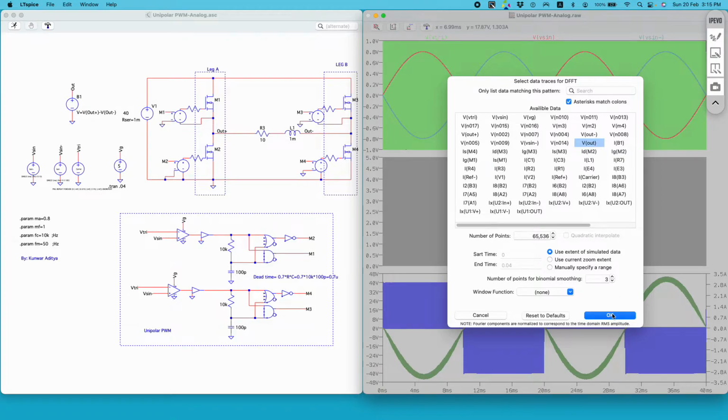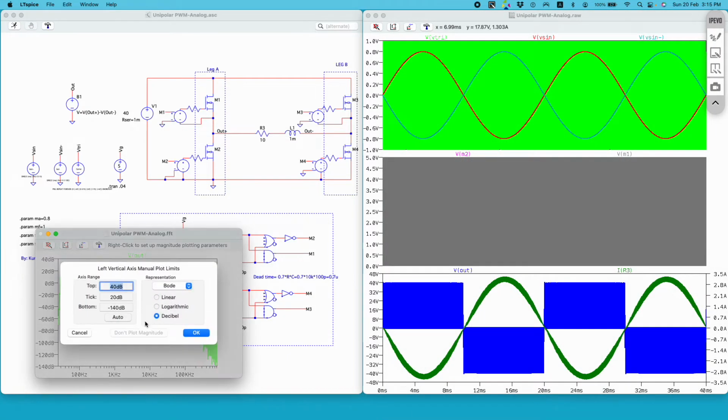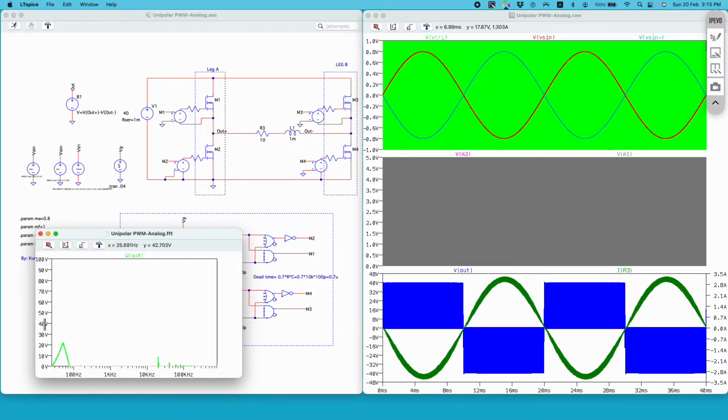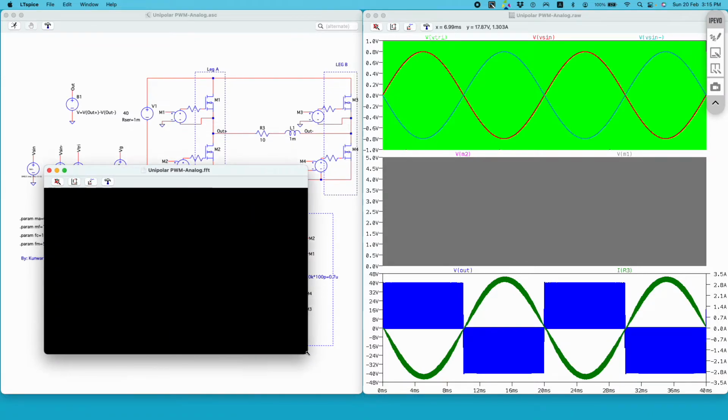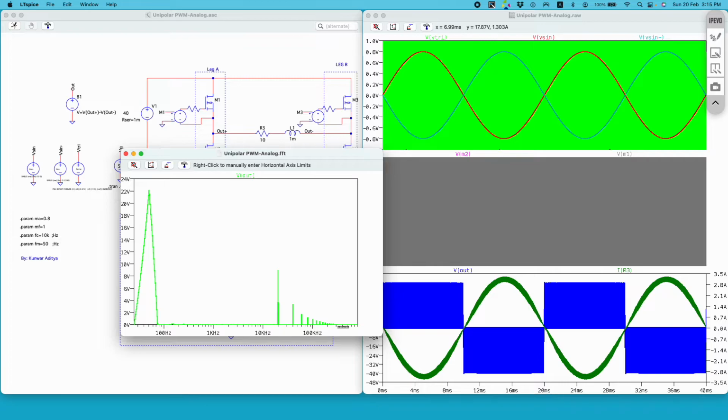So V out, let me go to the linear mode. Yeah, so my switching frequency is 10 kilohertz, but you can see my first harmonics occur at 20 kilohertz. So the advantage of this unipolar PWM over bipolar PWM is that it effectively doubles the switching frequency as far as output harmonics are concerned. So your lowest harmonic appears as a sideband of twice the switching frequency.